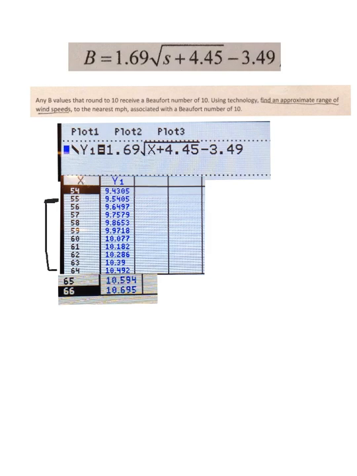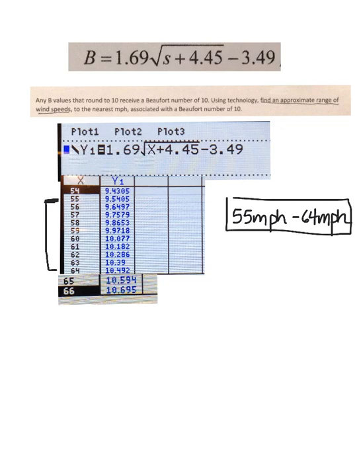Okay, so your answer is going to be 55 miles per hour all the way to 64 miles per hour. Okay, and that would be your answer. Now, in my opinion, I think that's the easiest way to do this question, and I think that's probably the way that would work best for most people.